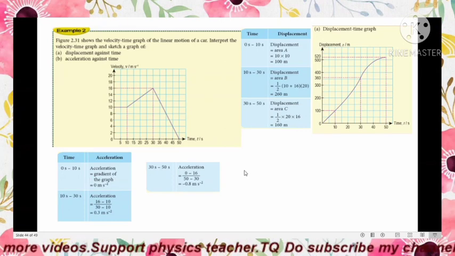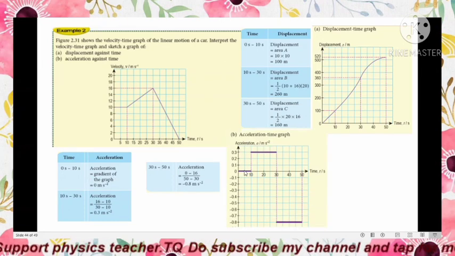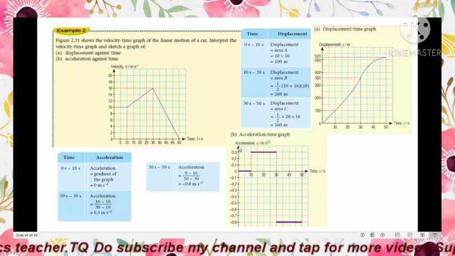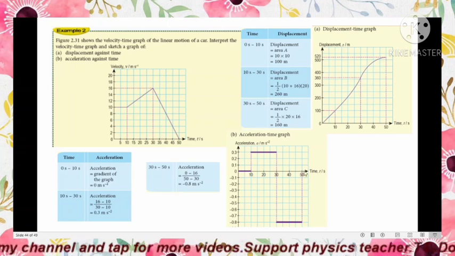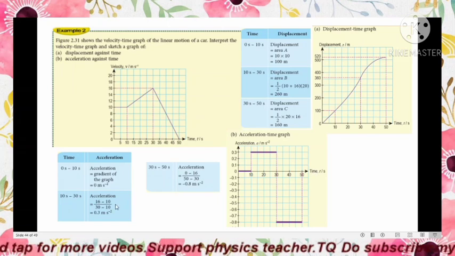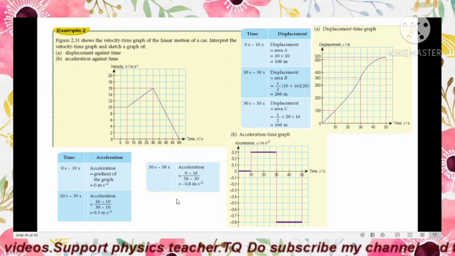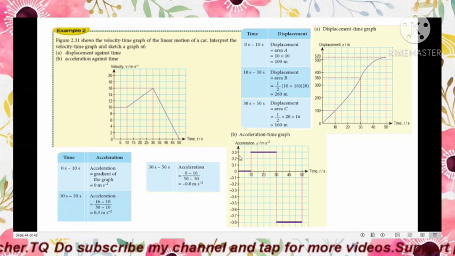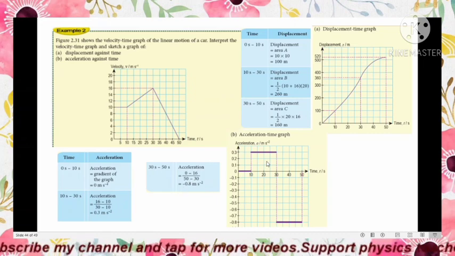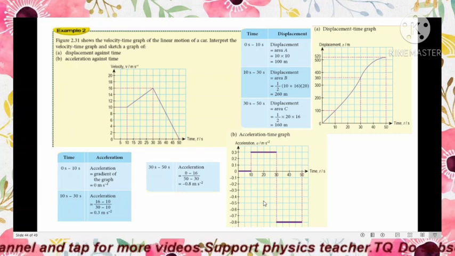Now we want to sketch the graph. Okay, so this is the acceleration axis and this is the time axis. Now you can see the value of acceleration, there's a positive and negative value. So meaning for the y-axis, there must be positive side and also negative side.